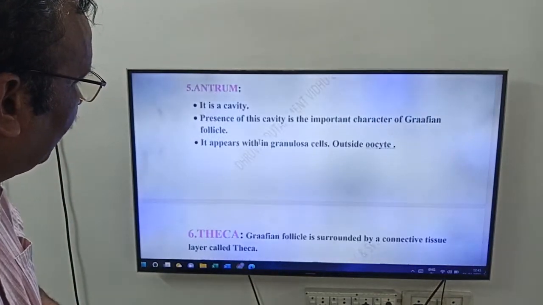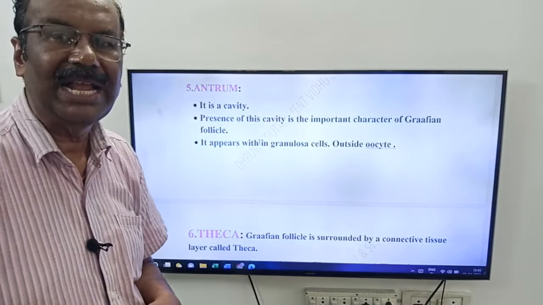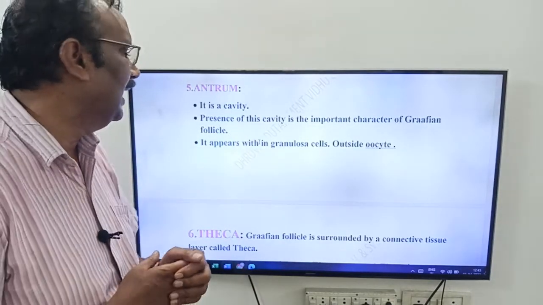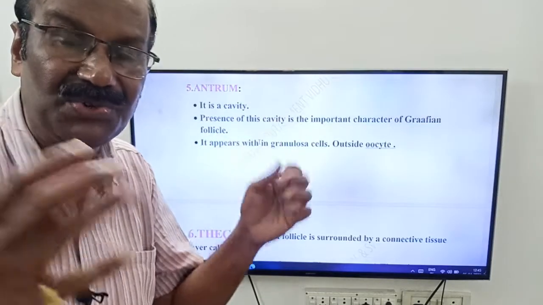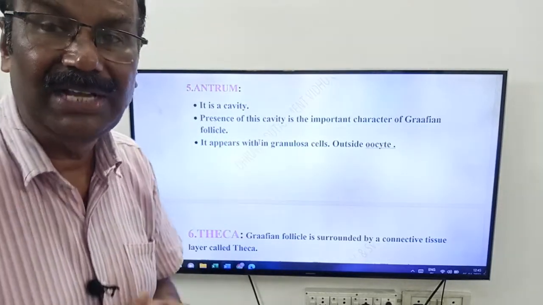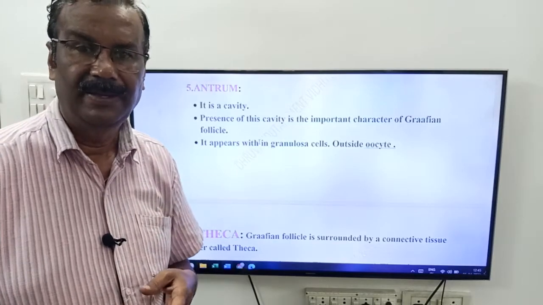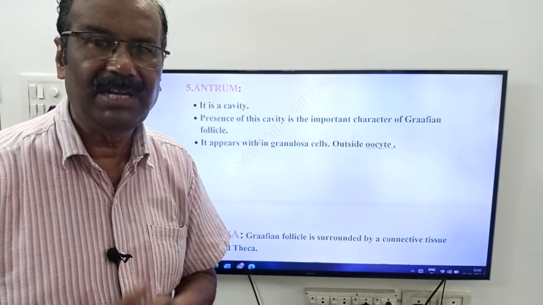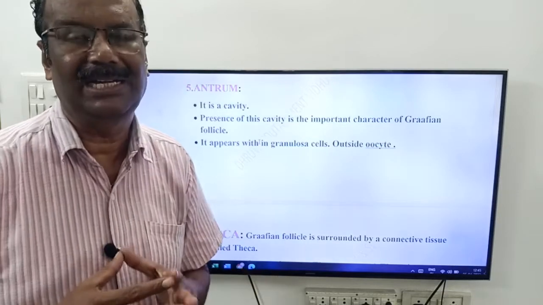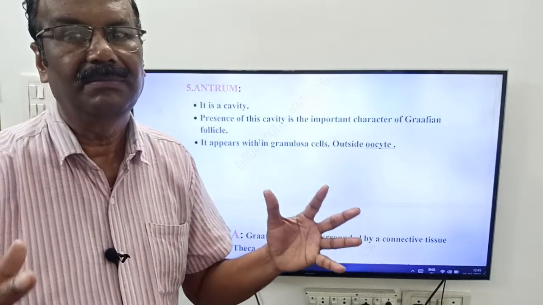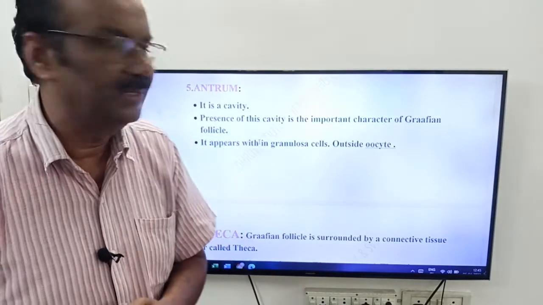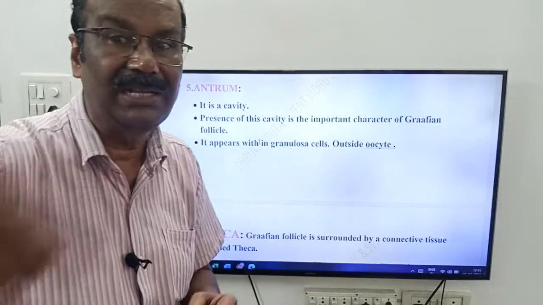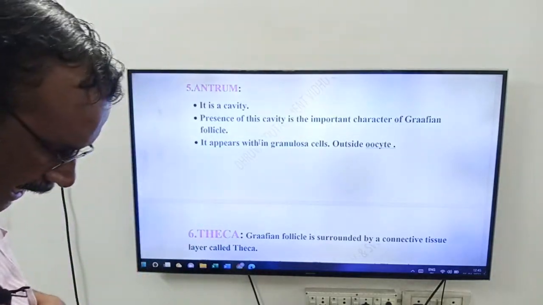Next, come to the antrum, friends. What is antrum? It is a cavity. Presence of this cavity is an important character of Graafian follicle. Friends, this is a neat question: how can you identify a Graafian follicle under the microscope? A Graafian follicle has an antrum or a cavity. It appears within granulosa cells or outside the oocyte. Okay, that is about the antrum, friends.